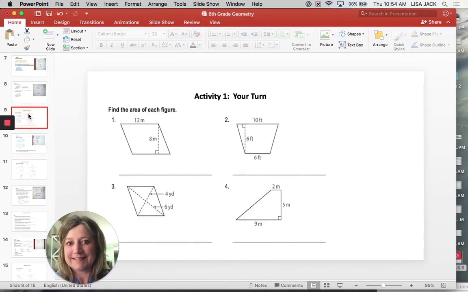Okay, so let's move on to Activity 1, and this is the Your Turn. You have 4 problems to practice on your own, but go back and use the other 3 instructional videos to help you should you need it. You can pause your video, you can do it another time, it's up to you.